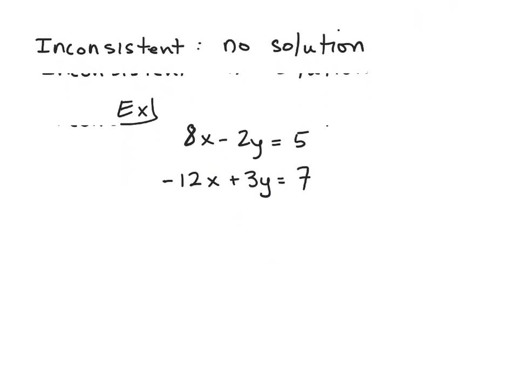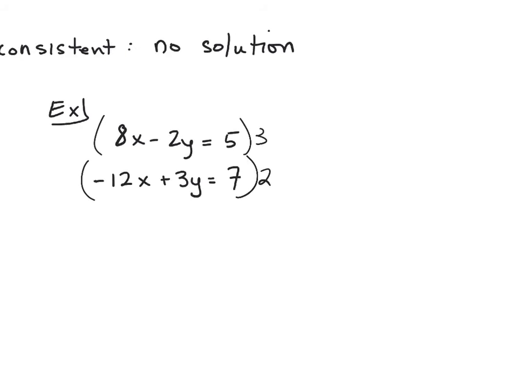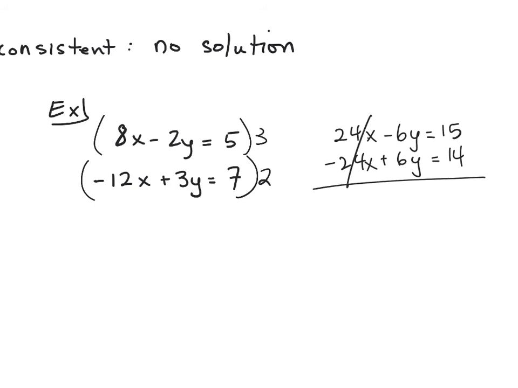In the process of trying to solve this, for example, if I wanted y to eliminate, if I wanted to get opposite coefficients for y, I'd want to have a -6 here and a +6 here. So what I would do is multiply the top equation by 3, bottom equation by 2, and what we would have is 24x minus 6y equals 15. -24x plus 6y equals 14. So the variables eliminate. So on the left side we have 0, but on the right side we have 29, and 0 does not equal 29.